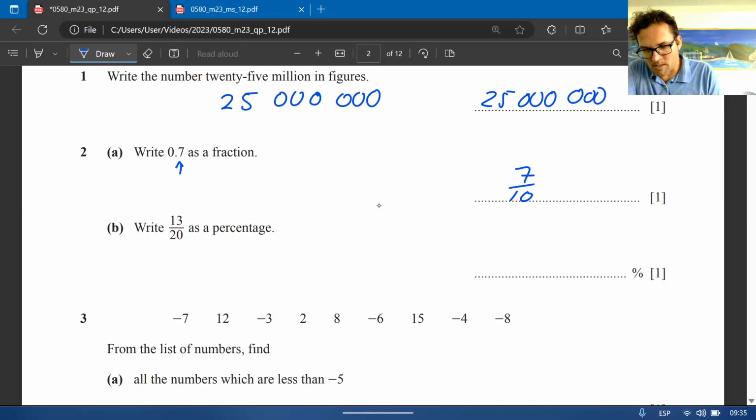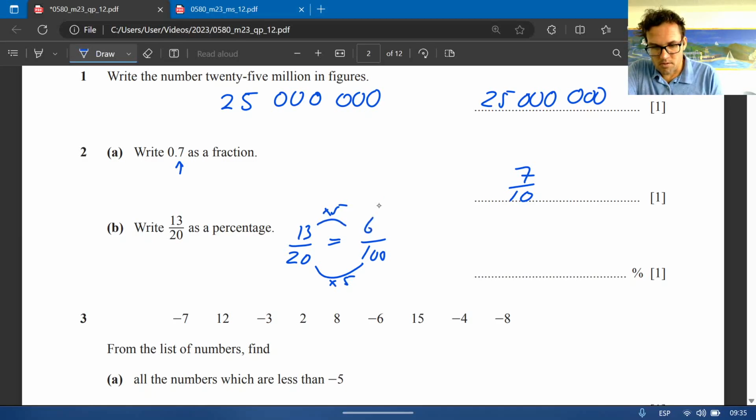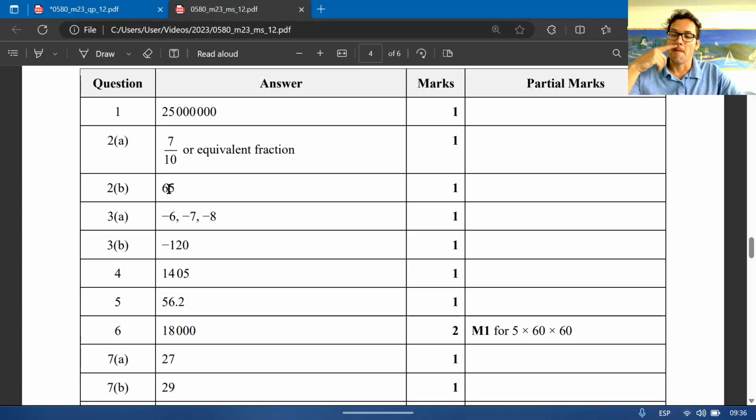13 out of 20 as a percentage. Now remember, percentage, per cent, simply means how much is it out of 100. So how are we going to change that 20 to 100? Well, we need to times it by 5, is it not? So we times the top by 5. 13 times 5, of course, is 65. So that would be 65%, because 65 out of 100 means exactly the same. Yeah? So you got 2a, you got some equivalent fractions. You got 14 over 20, 70 over 100.